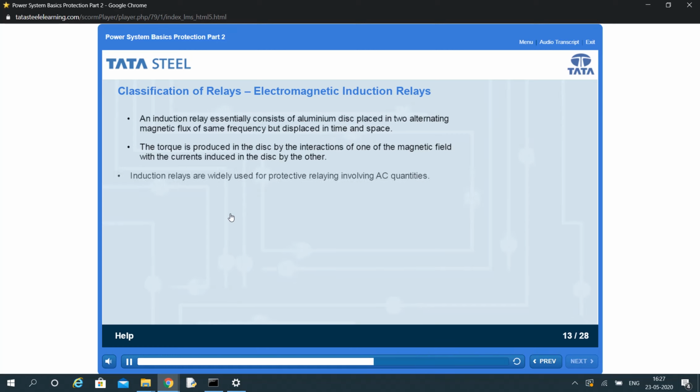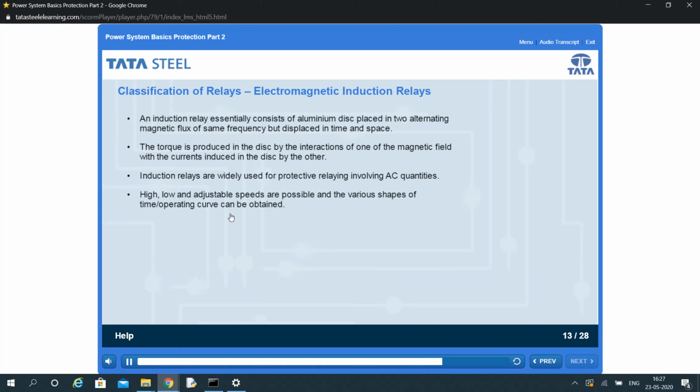Induction relays are widely used for protective relaying involving AC quantities. High, low, and adjustable speeds are possible, and various shapes of time or operating curve can be obtained.